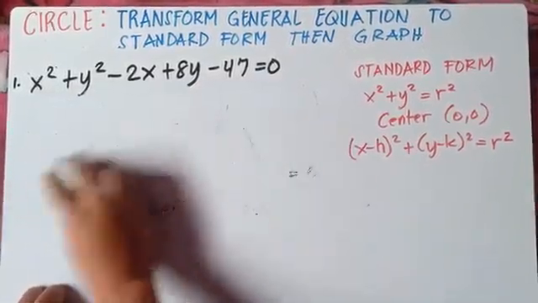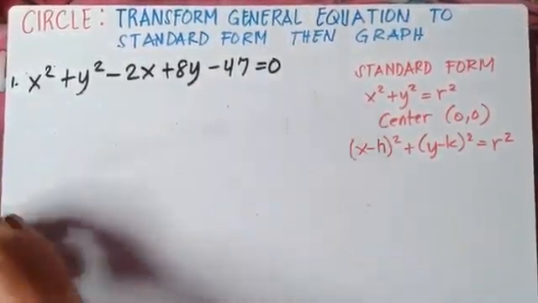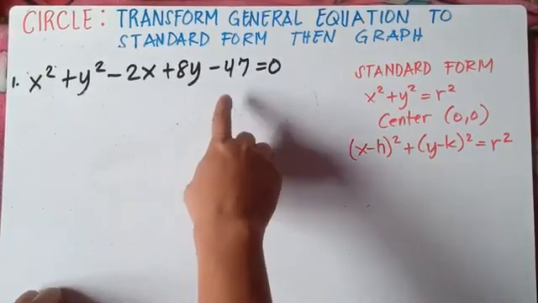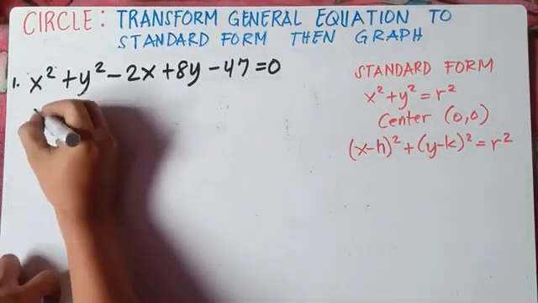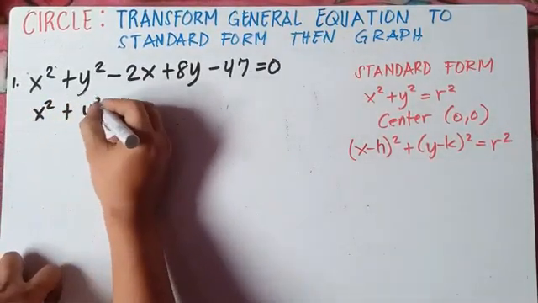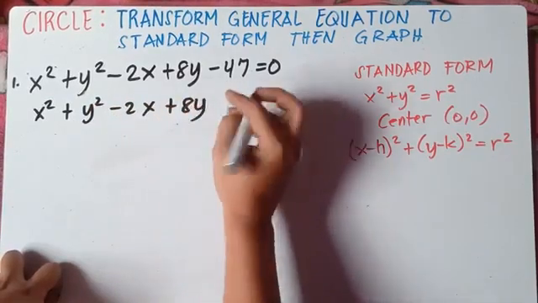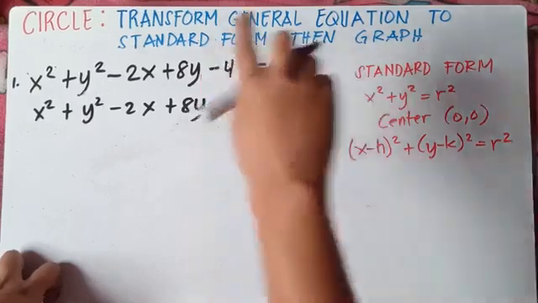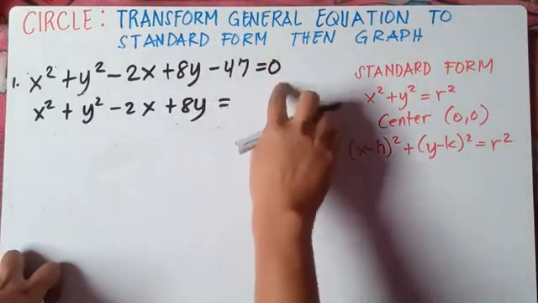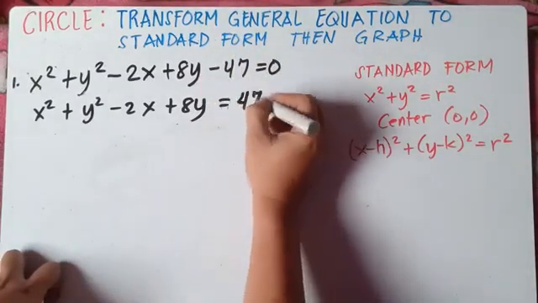So the thing that you will do right here, class, is we need to transpose this 47 from left to right. So this will be x squared plus y squared minus 2x plus 8y. You transpose this one, this is negative, to the right side. Once you transpose, you change the sign. It becomes positive.